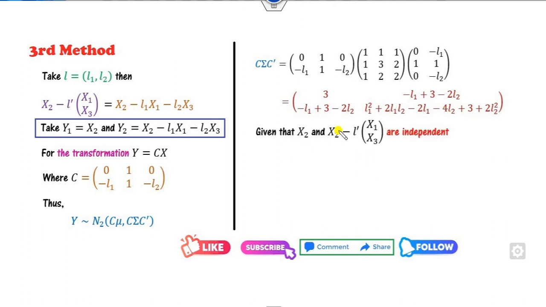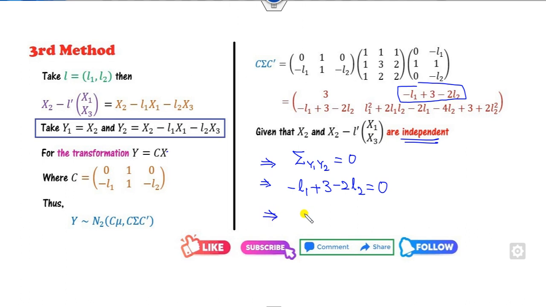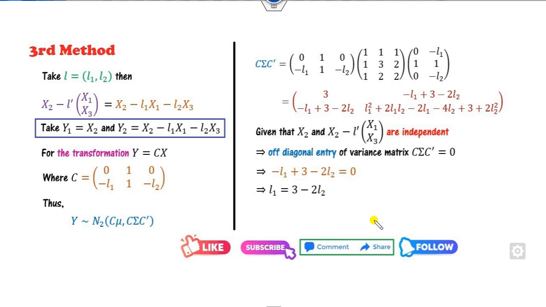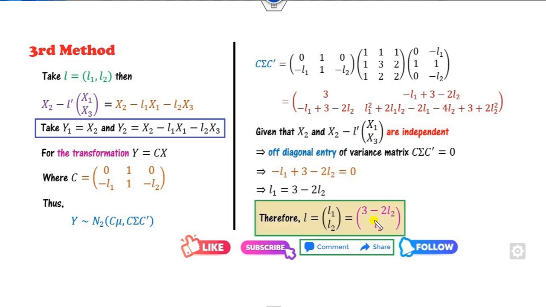It is given that these vectors y are my independent. So what does independence mean? The covariance between y1 and y2 should be 0. That means this number should be 0. Minus L1 of this is my 0. Again you have obtained the same value as we obtained in the previous two cases. Therefore the vector L is my.